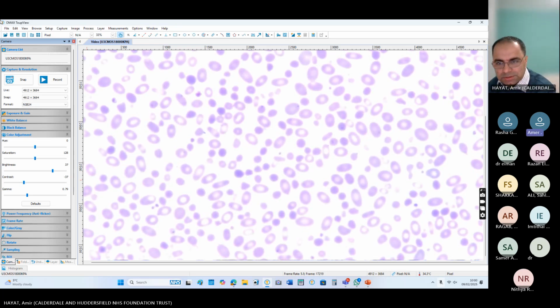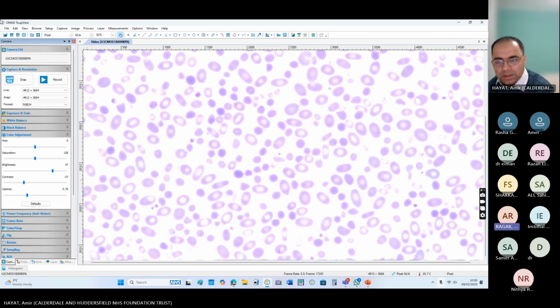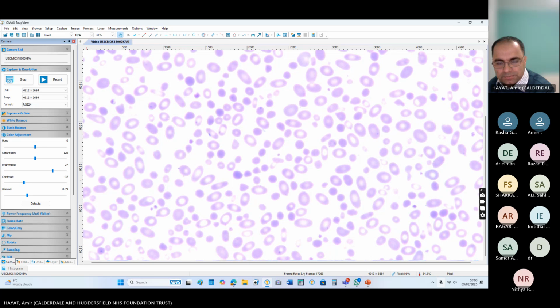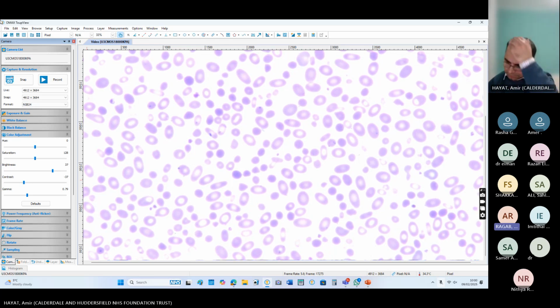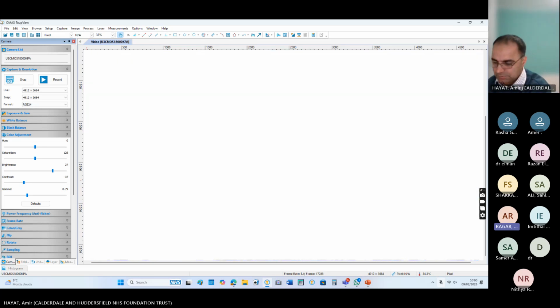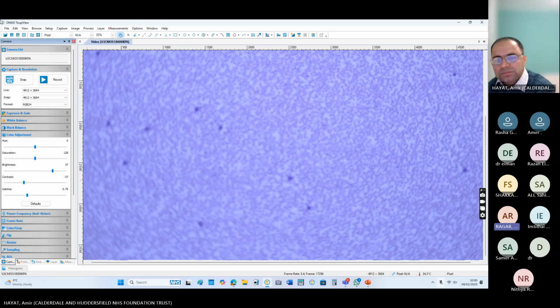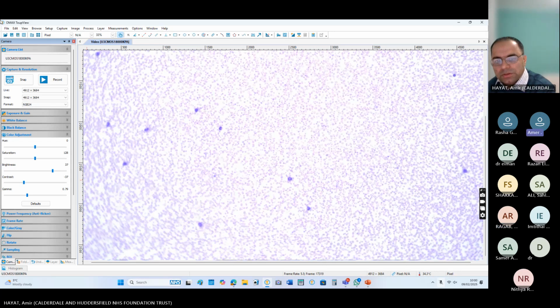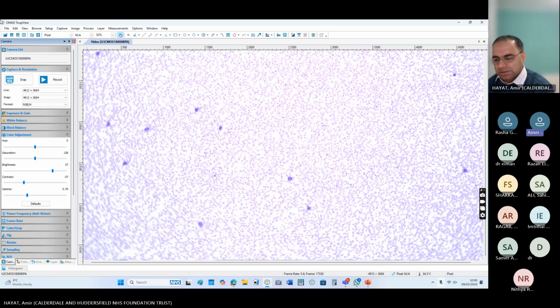This is the last case that was posted in the group as well. Sorry, Amir, may I ask for the previous film? Yes. Just with the target cells, because they were really significant, is that actually one of the main features of splenectomy, an increase in target cells? Yeah, so target cells can appear in many conditions, like in hemoglobinopathies, liver disease, and splenectomy as well.